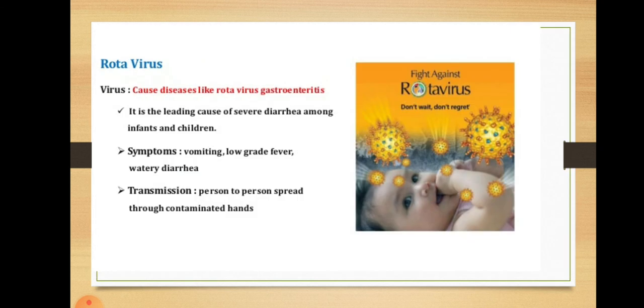The third type of virus is rotavirus. It is the leading cause of severe diarrhea among infants and children. Symptoms are vomiting, low-grade fever, watery diarrhea. Transmission is person to person spread through contaminated hands. We have vaccination for rotavirus, which has been given to children and infants.